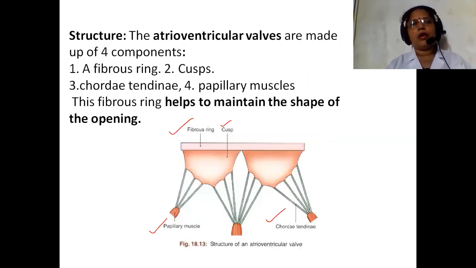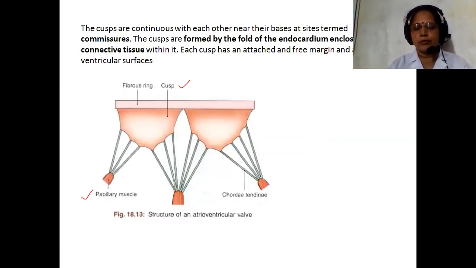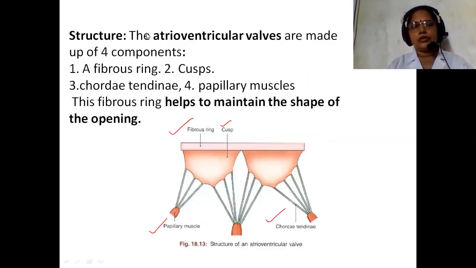Next, what is the structure of the atrioventricular valve? This question, valves of the heart, has already been asked in the university exam as a short note. What is the structure of the atrioventricular valves? These atrioventricular valves are made up of four components. What are the four components? Number one, fibrous ring. Second, the cusp. Third, chordae tendineae, a hair-like structure, and the papillary muscle.